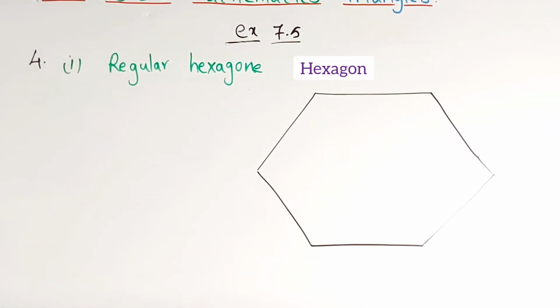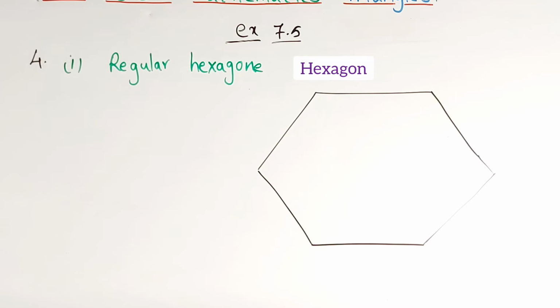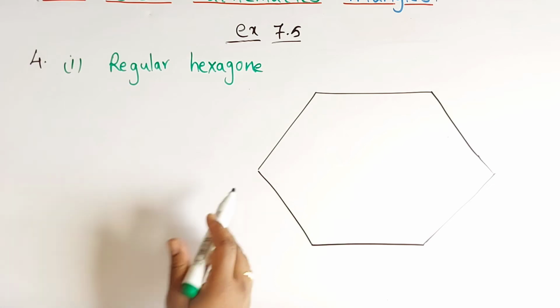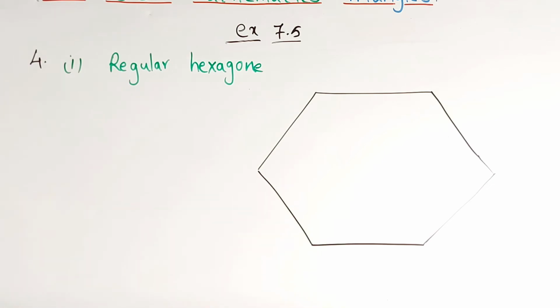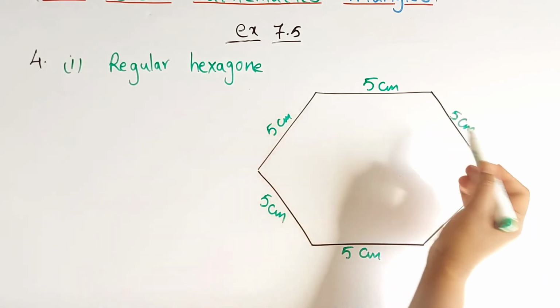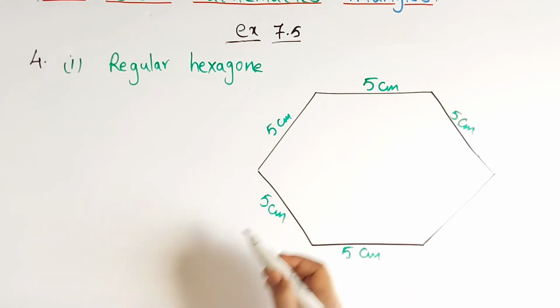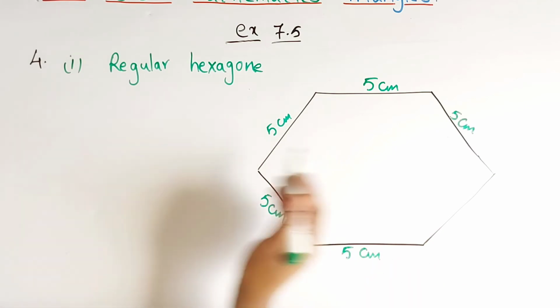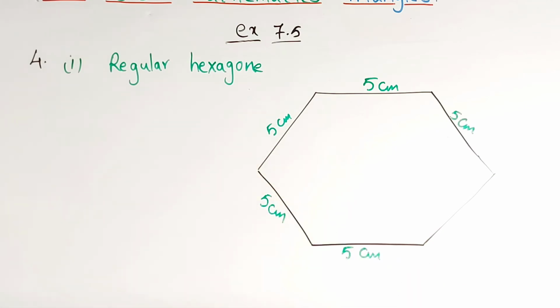Fourth question, children. Complete the hexagonal and star-shaped rangolis by filling them with as many equilateral triangles of side 1 cm as you can. Count the number of triangles in each case and say which has more triangles. First we'll do it for the hexagon, children. If you observe the sides, all are 5 cm, 5 cm and 5 cm. That means this is a regular hexagon, children. Regular hexagon means all the sides are equal.